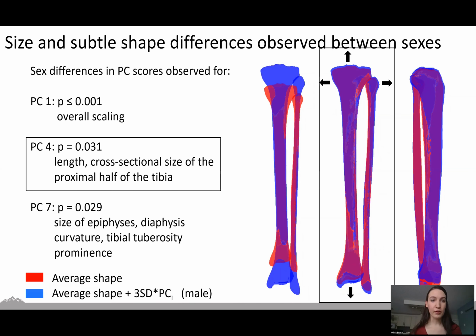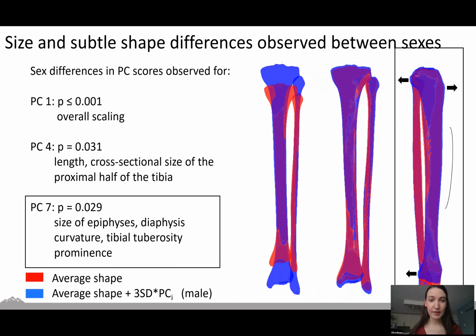Principal component 4 was shape differences. And so these are a bit more subtle. To me, what principal component 4 looks like is that there's a longer length and larger cross-sectional size of the proximal half of the tibia in males compared to females. And for principal component 7, the size of the proximal and distal epiphyses were larger in males. The curvature of the diaphysis was a bit more acute in the males, and tibial tuberosity was more prominent in the males compared to females.